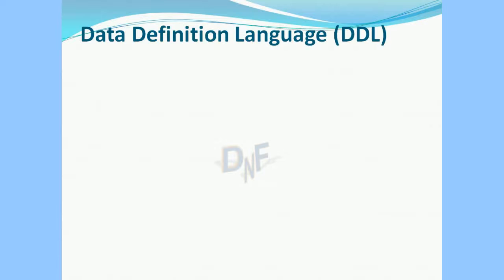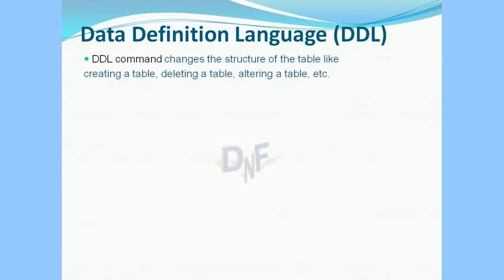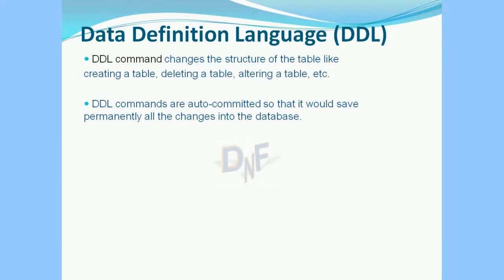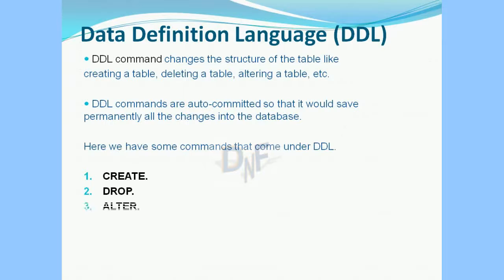So here, first take the DDL command. DDL stands for data definition language. The simple definition is that DDL commands change the structure of the table, like create table, delete table, altering table, etc. DDL commands are auto committed, so they save all the changes permanently into the database. Here we have some commands that come under the DDL category: the create command, drop command, alter command, and truncate command.